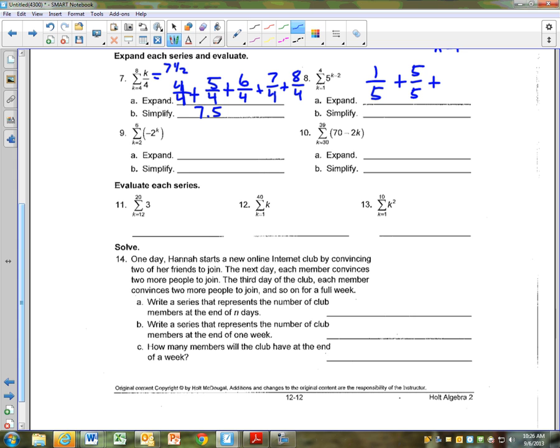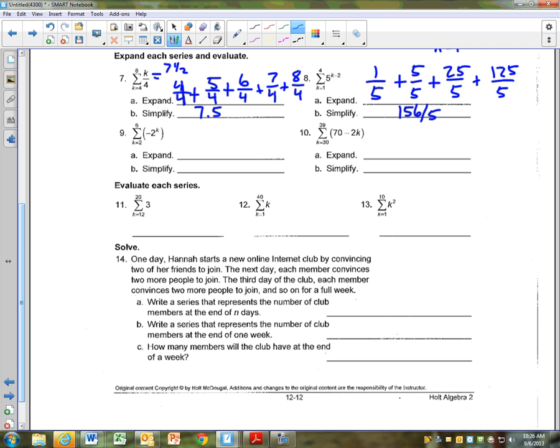I'm just doing this to keep my fractions in order. What's the third one? 5. So 25 over 5. And what's the fourth one? 5 squared, 25, which is the same as 125 over 5. So all I did is I just created common denominators so I could add it more quickly. 125 plus 25 plus 5, 155 plus 1, 156. So this adds up to 156 over 5.